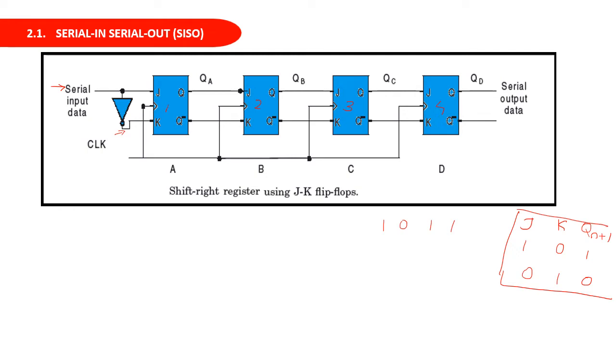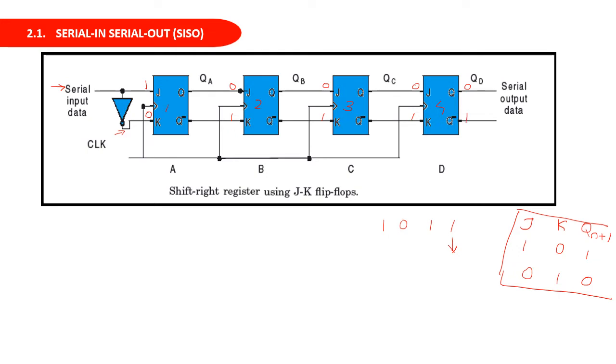Now for the data to be transferred, 1 0 1 1, the first data to be entered is this 1. So this 1 is given as the input of the first flip-flop. The J terminal is given as 1, so the K terminal will be 0. Initially we assume all the flip-flops are reset, so the J inputs will be 0, the K inputs will be 1, and the final output will be 0 and 1.